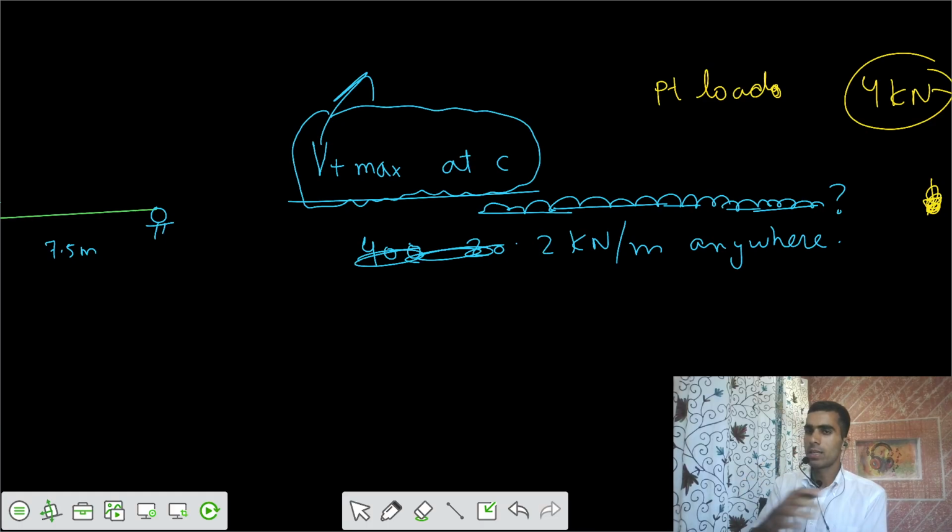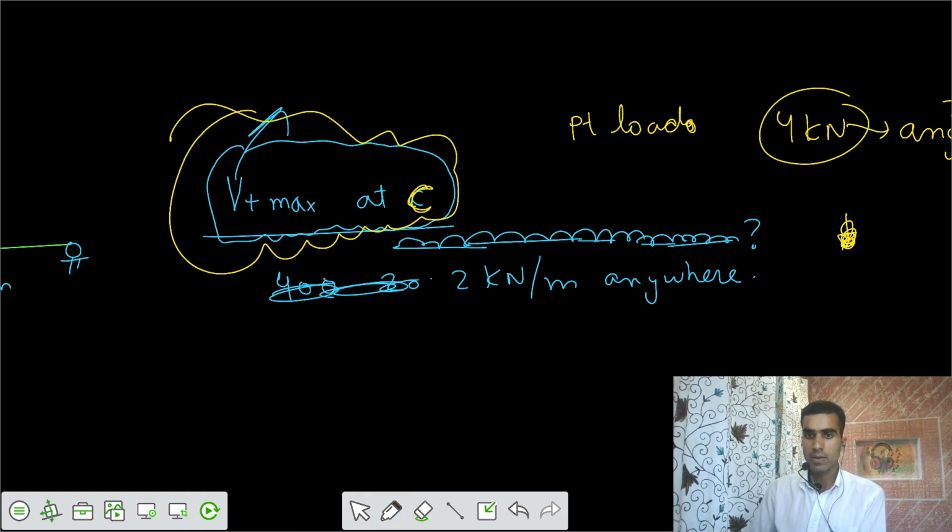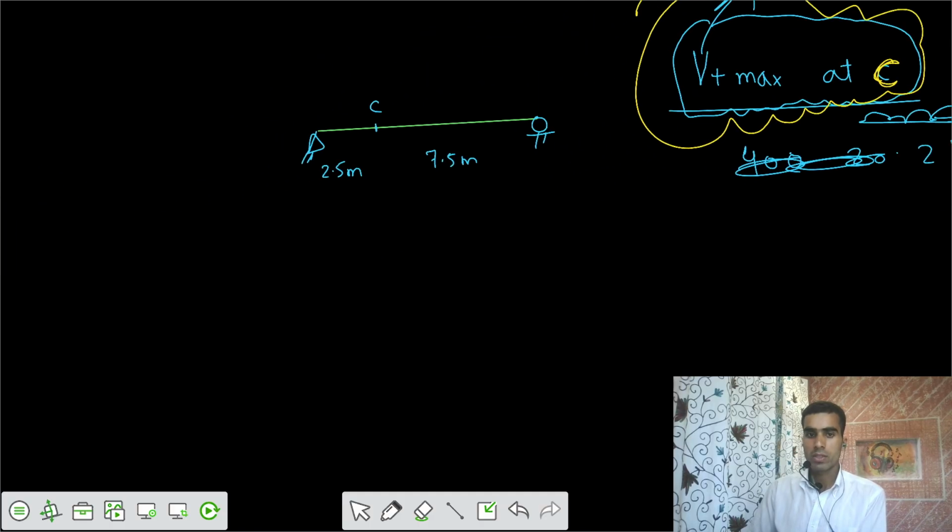It has an infinite length. It can be occupied anywhere, such that our goal is that we need the moment where the shear force is positive and it is maximum at point C. So let's have that diagram. Do you know how the shear force diagram of a simply supported beam looks?